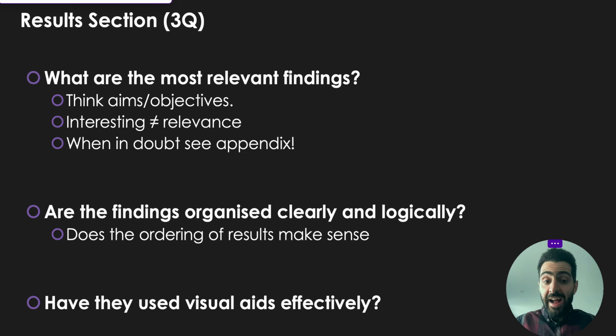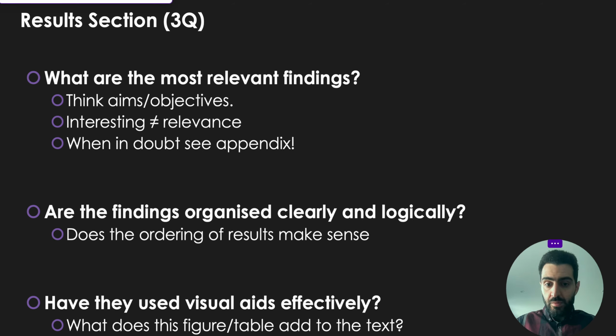Last but not least, have they used the visual aids effectively? Now, what I mean by this is whenever you put a figure or table, ask yourself, what does this add to the text? The aim of a figure or table or whatever visual aid shouldn't be to mimic or replicate exactly what's in the text.